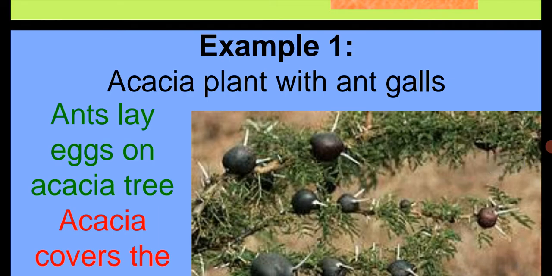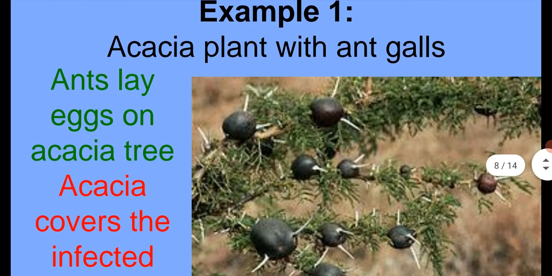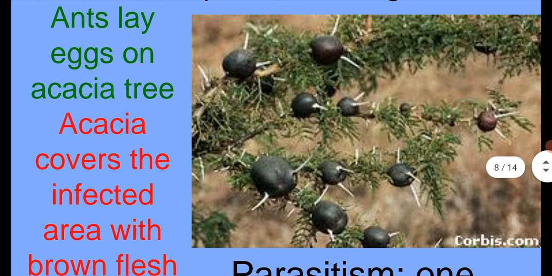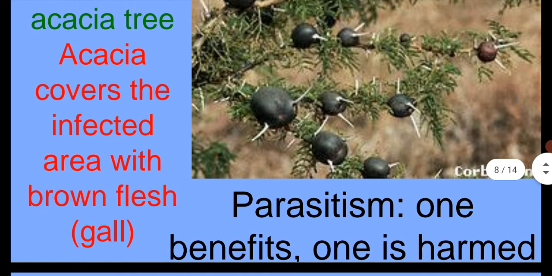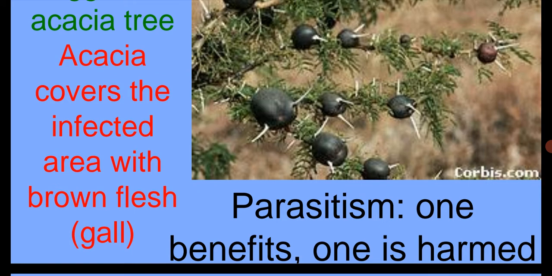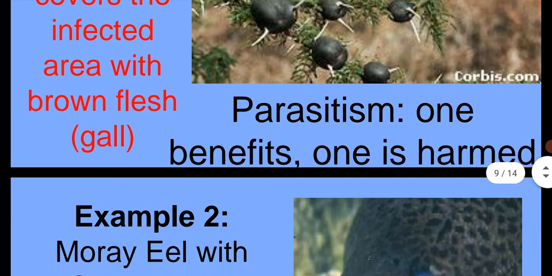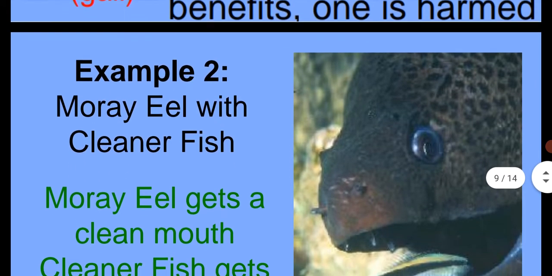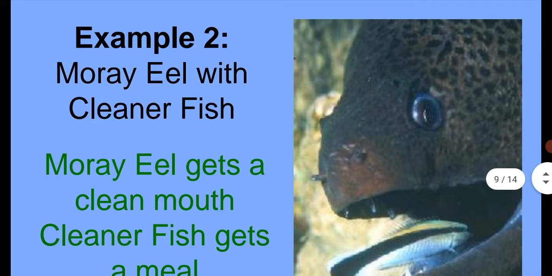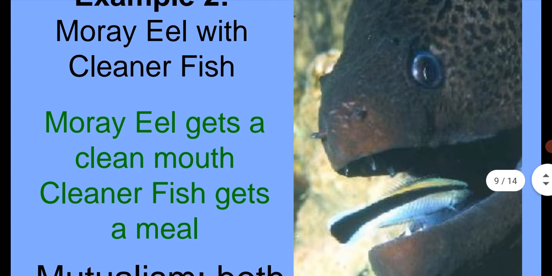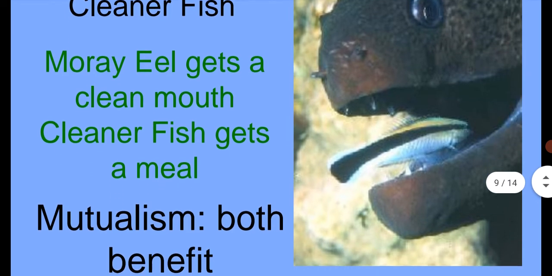Some other examples. You have the acacia plant with ant galls. So ants lay their eggs on the acacia tree. The acacia covers the infected area with brown flesh, gall. This is parasitism. One benefits while one is harmed. Example 2 is the moray eel with a cleaner fish. The moray eel gets a clean mouth, while the cleaner fish gets a meal. This is mutualism because both benefit.